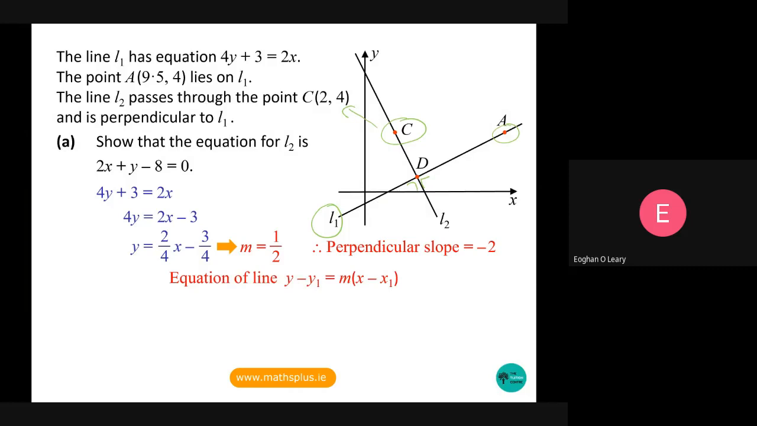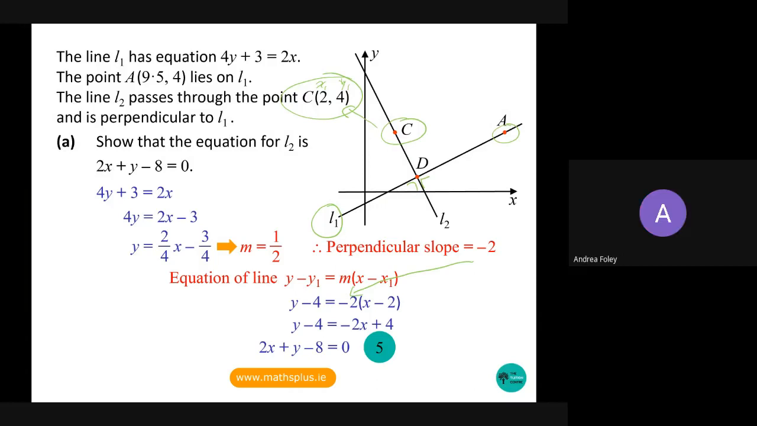We have our equation of the line formula, y minus y1 is equal to m times x minus x1. My slope is the minus 2, so that's my m. I could choose any point, but of course we have the point C, which is 2, 4. So that's going to be my x1, y1. I'm just looking back at the question. I have to have it in a particular form, so I'm going to bring everything over to the left-hand side, and I have my answer, 2x plus y minus 8 equals 0.